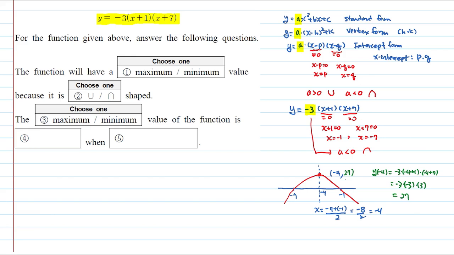Now, definitely from the graph, we know that this function will have a maximum value because it is upside down U-shaped. So the maximum value of the function, that's the y value, is 27 when x is equal to negative 4. So that's how you answer the question.